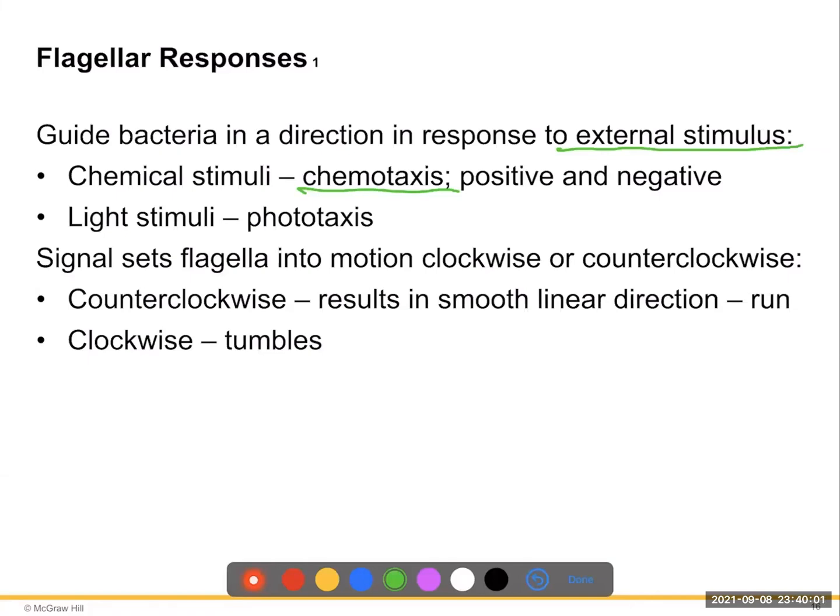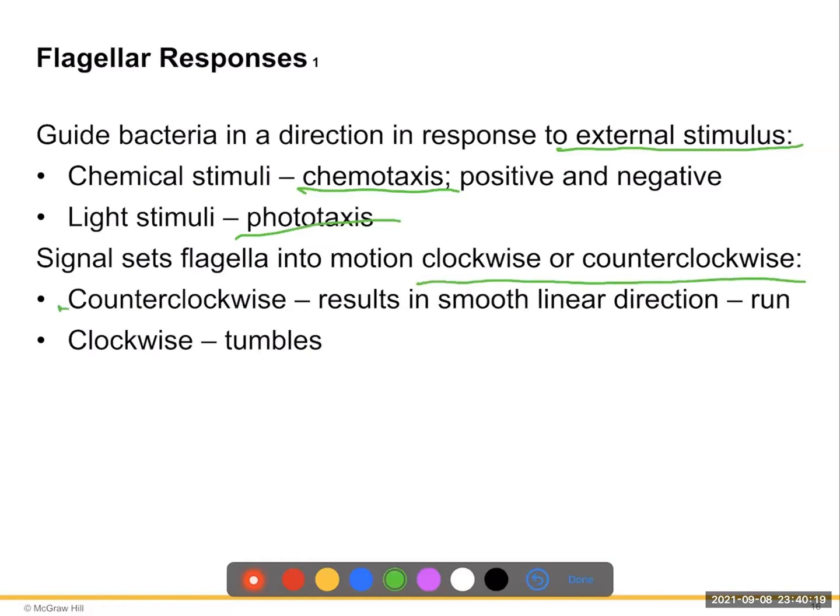So chemotaxis is positive or negative. There can also be a light stimulant called phototaxis, where bacteria is attracted to the light, where it moves in that direction. And that's what the flagella does. It's the signal that sets it in motion, and it spins either clockwise or counterclockwise.